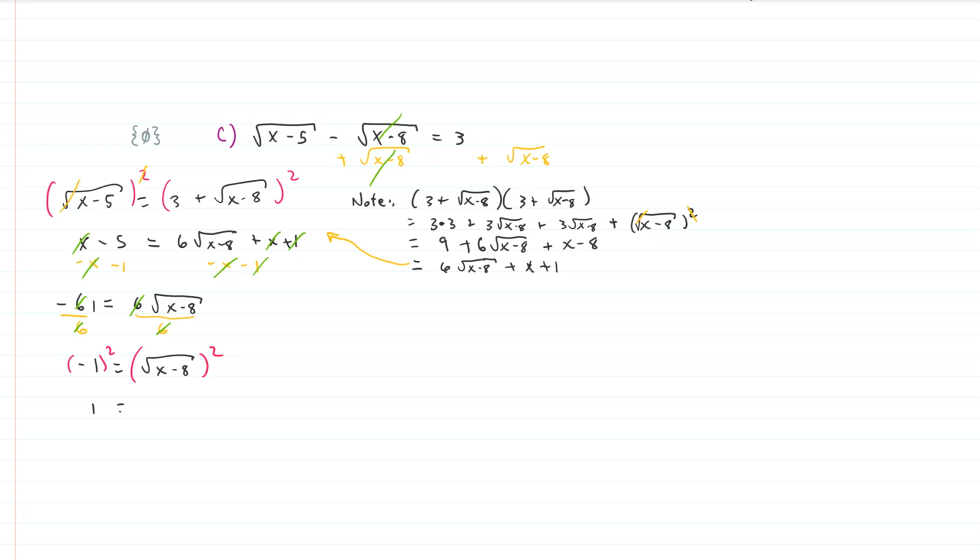And we get 1 equals x minus 8. And I can easily solve for x now by adding 8 to both sides. And I get x equals 9. So now I need to check this.